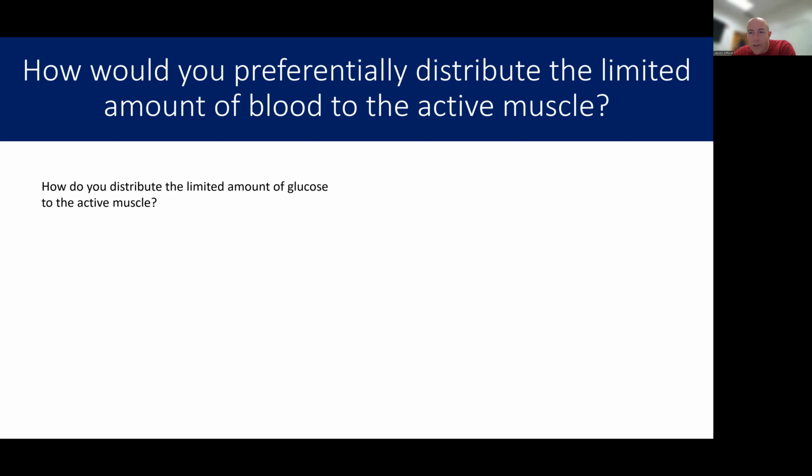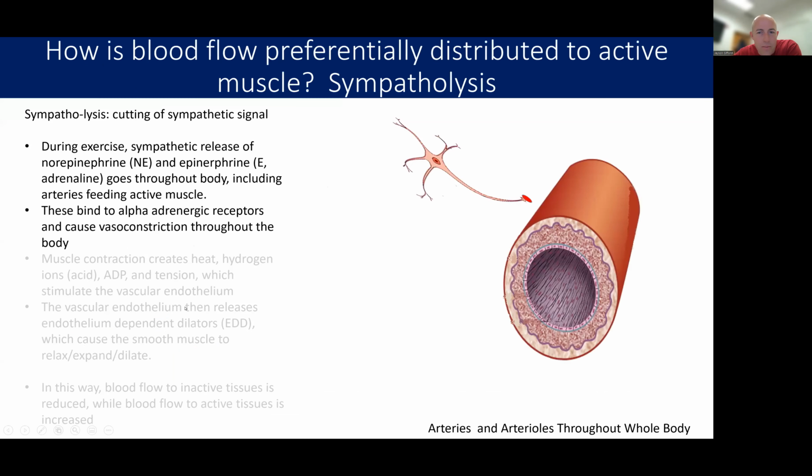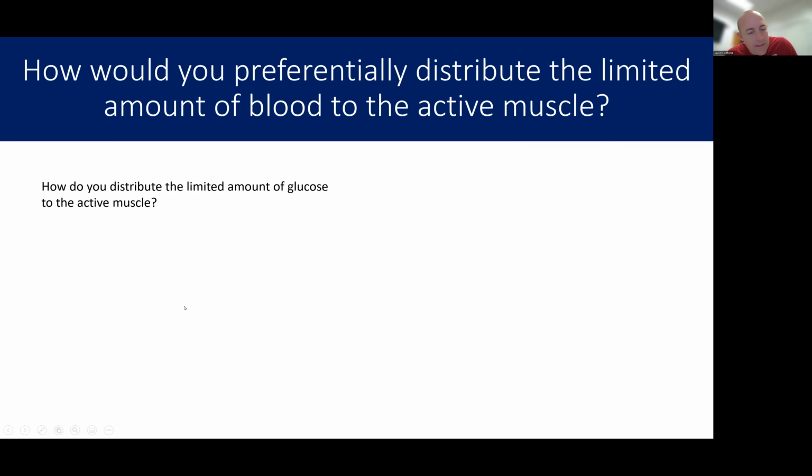So how would you preferentially distribute the limited amount of blood flow to active muscle? You remember when we talked about exercise and glucose distribution, that you only have a little bit of glucose in your blood. And insulin is a hormone that causes glucose uptake pretty much at all muscle and everywhere. And so you reduce insulin secretion during exercise and primarily take up glucose via contraction-induced or exercise-induced glucose uptake. So you reduce the glucose uptake everywhere throughout the body and only selectively increase it in the area that needs it. That's kind of what's going to happen with your blood flow as well.